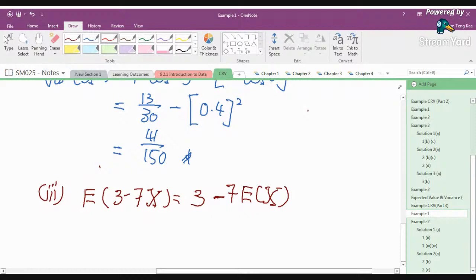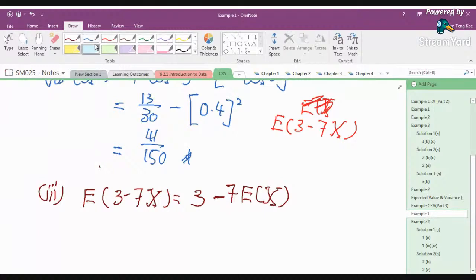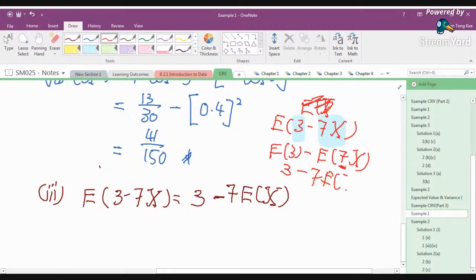Of course, we can actually do the calculation slowly, one by one. If you want to do it at a beginner level, we split the bracket terms inside, so we have E of 3 minus E of 7x. The expected value of a constant will just be itself. The coefficient for the x, I can just factorize it out. But now in my solution, I just go for the express way.